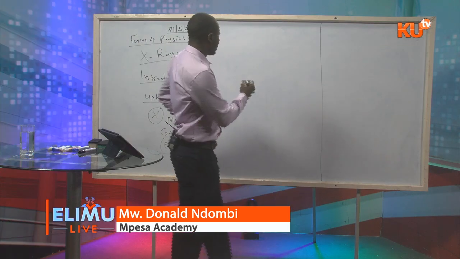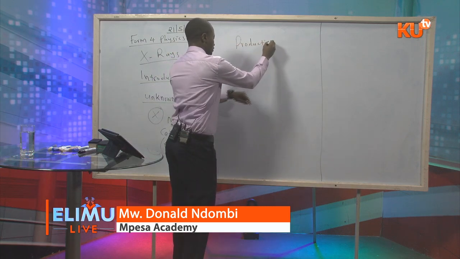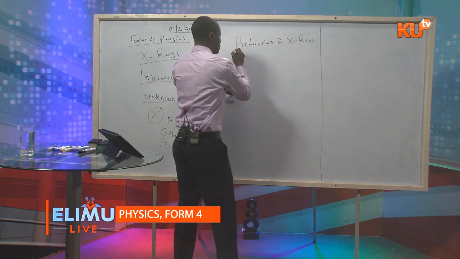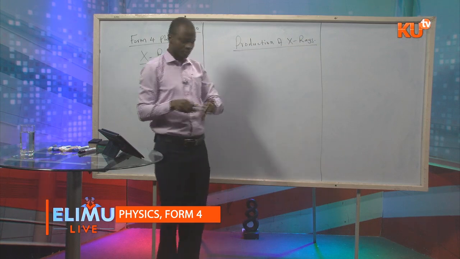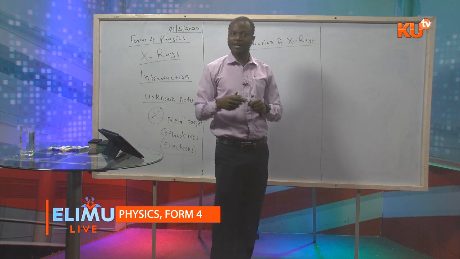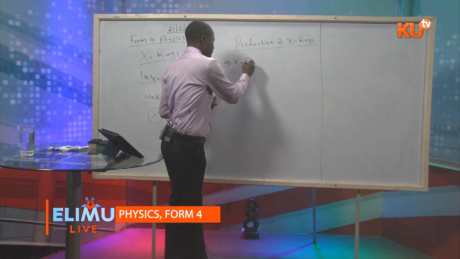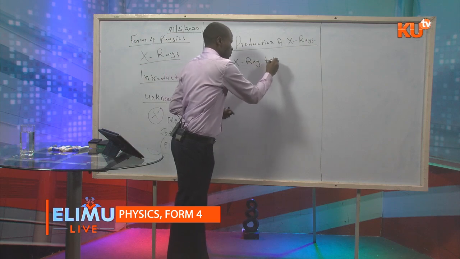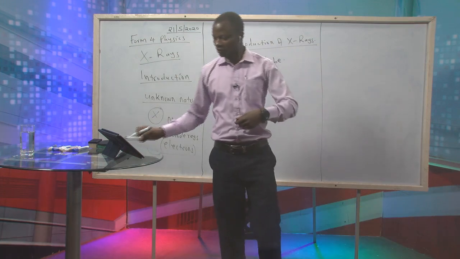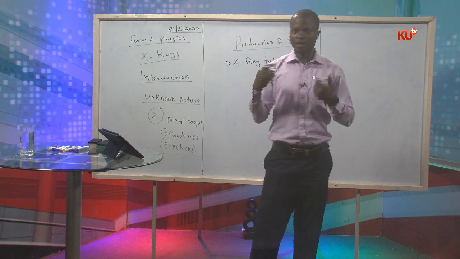Now let's look at production. How are they produced? Production of X-rays. So we want to see, how are these X-rays produced? Now you realize that they are produced in the X-ray tube. So they occur where? In the X-ray tube. Just like we were talking about cathode rays being produced in the cathode ray tube, we are saying X-rays are produced in the X-ray tube.